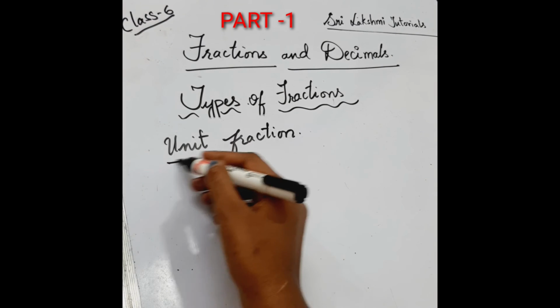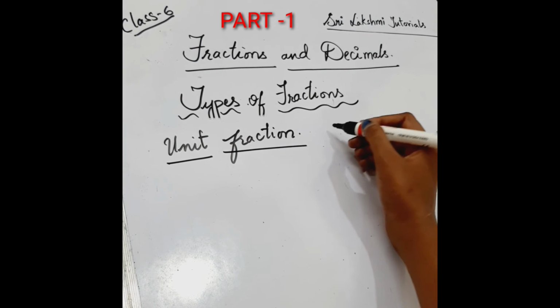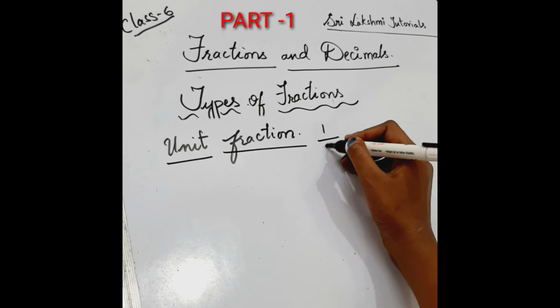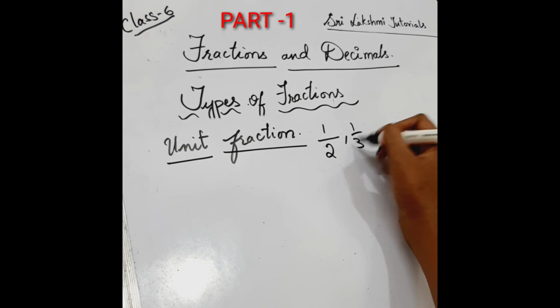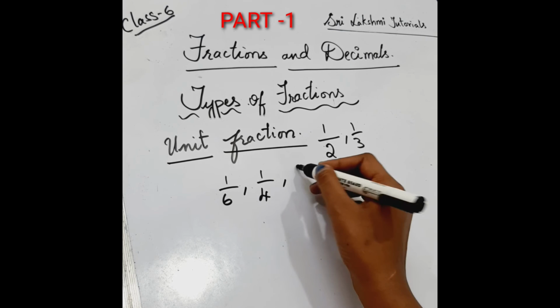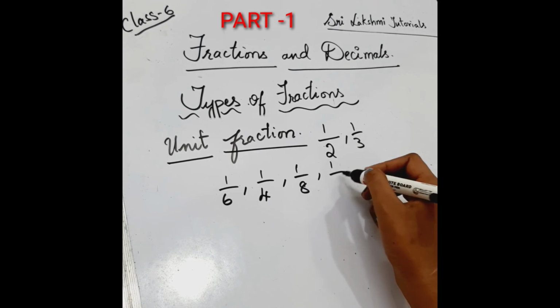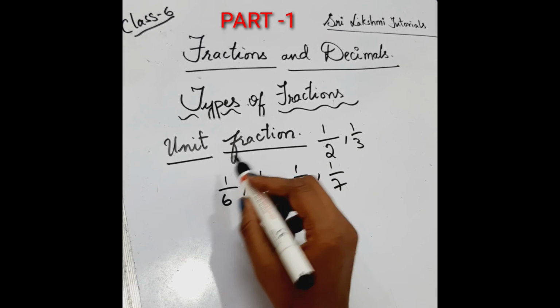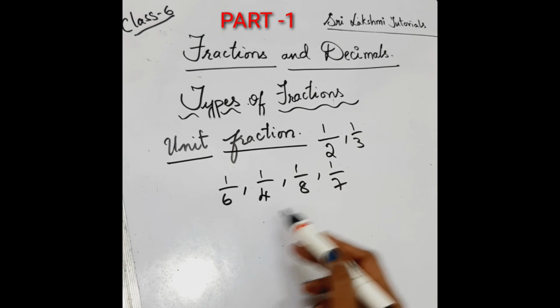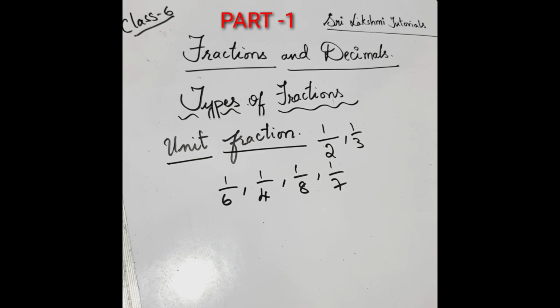Here, unit fraction. What is unit fraction? Those whose numerators are 1. 1 by 2, 1 by 3, 1 by 6, 1 by 4, 1 by 8, 1 by 7. You can see here the numerators are 1. So these all are called unit fractions.